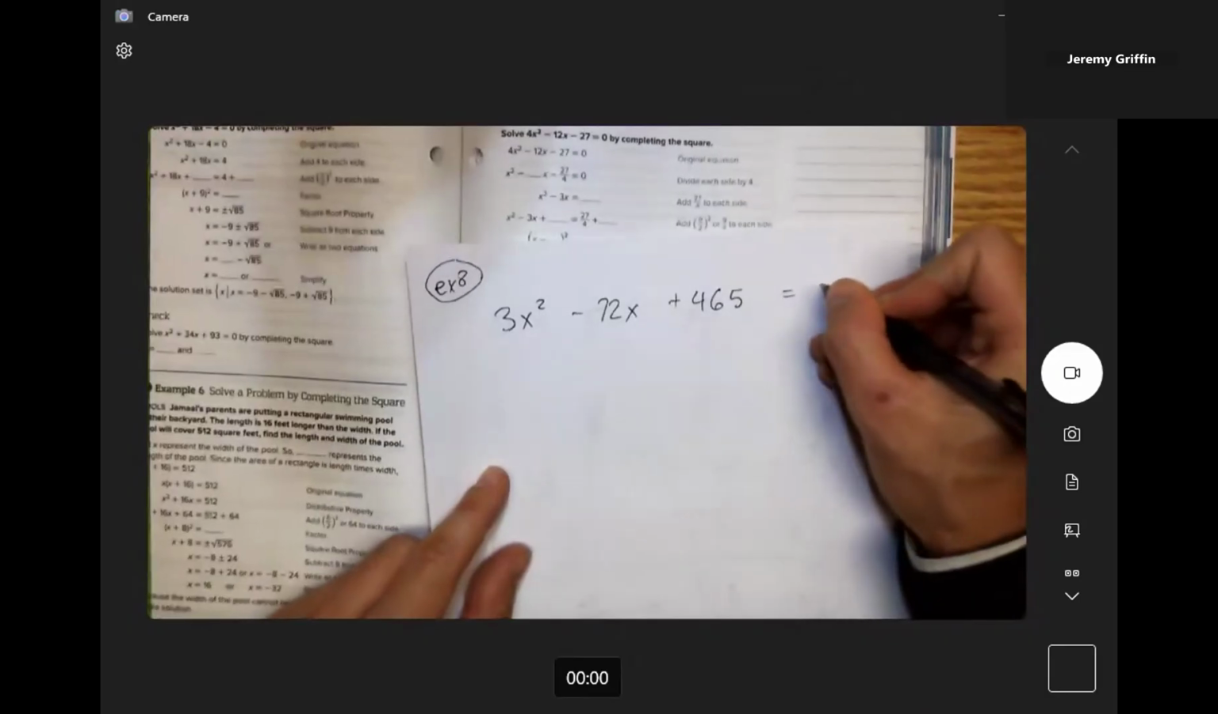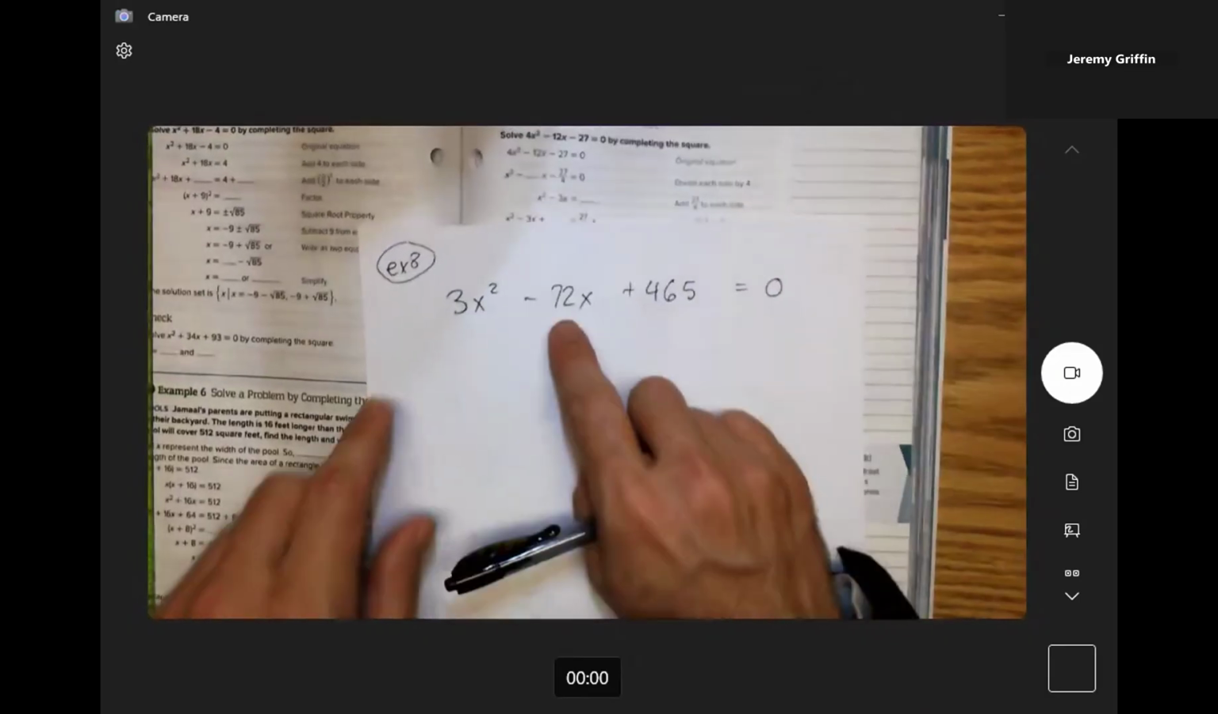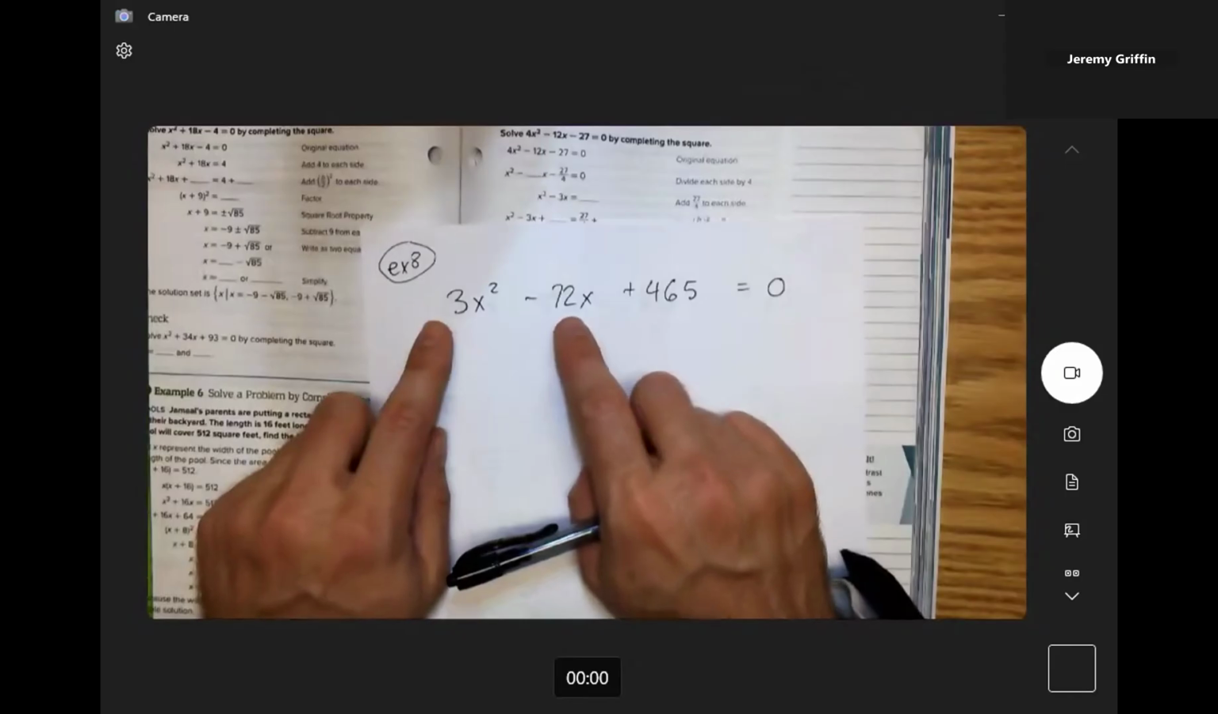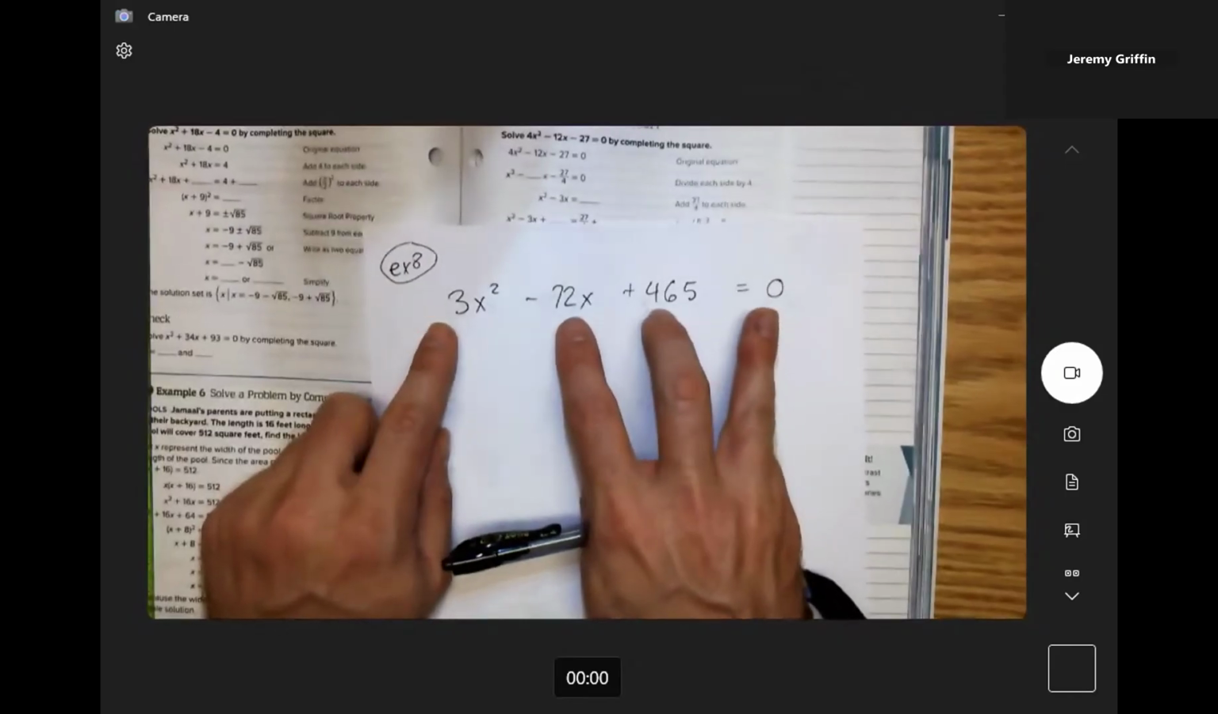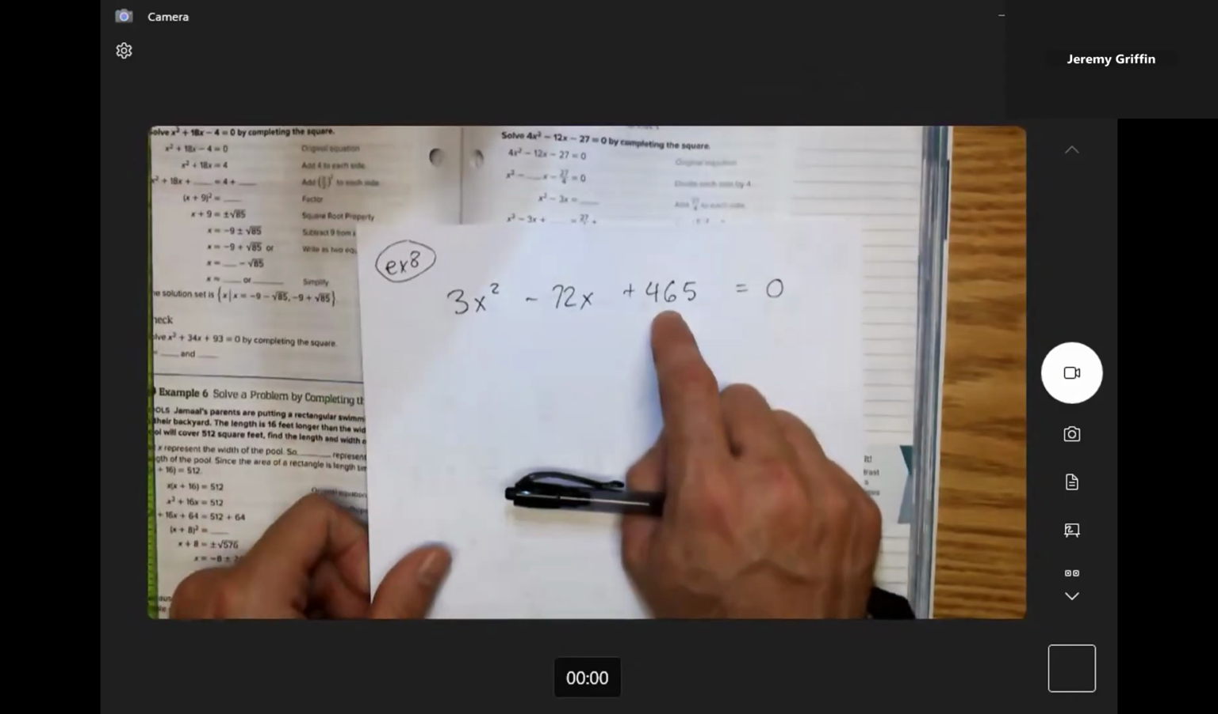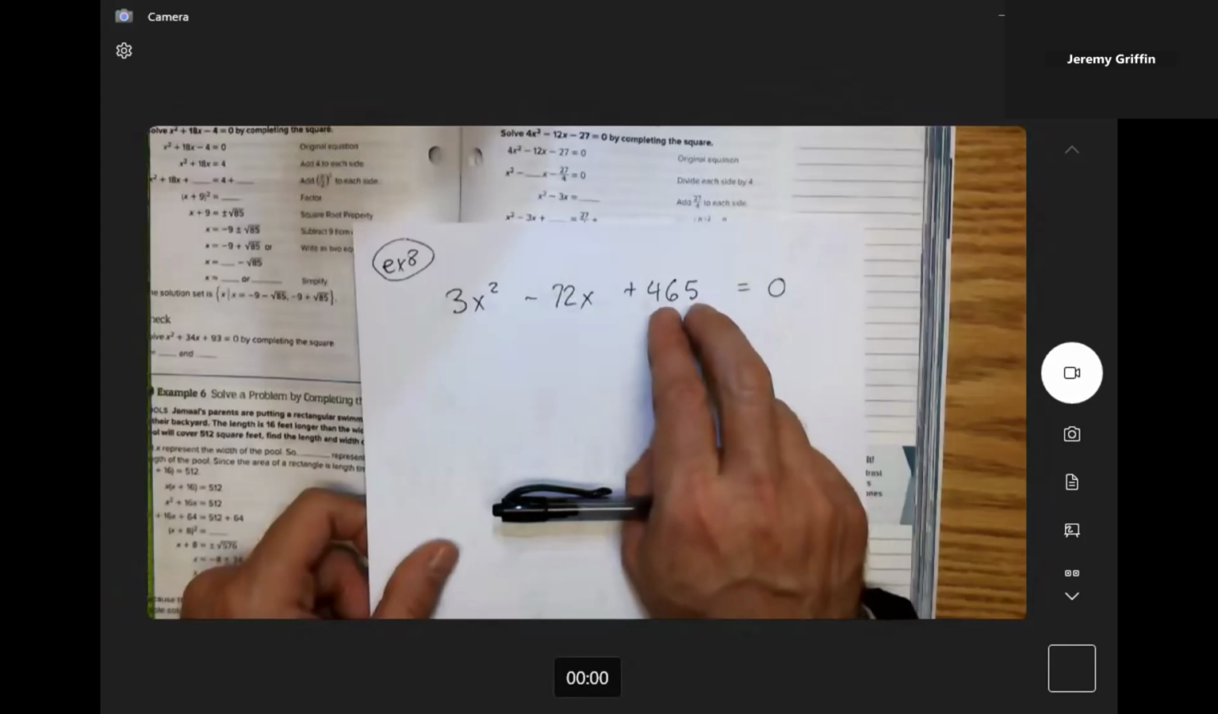This is all equal to 0. Okay, so my immediate thought is to divide everything by 3. Right? Is this divisible by 3? I see right away that it is. And here's how I know.